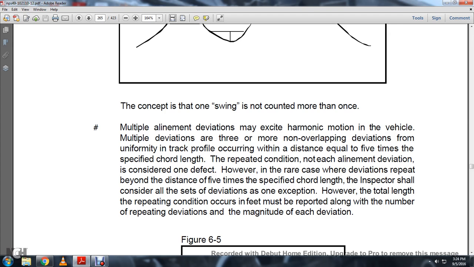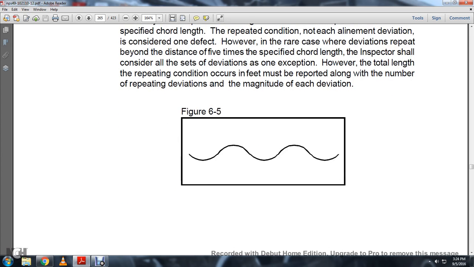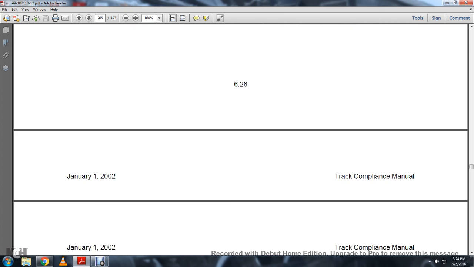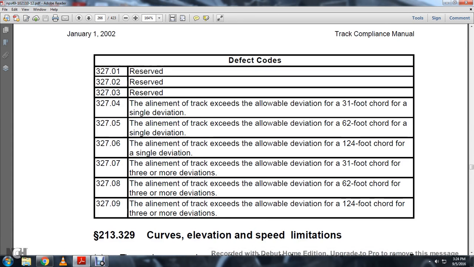Not each alignment deviation is considered defective. However, in the rare case the deviation repeats beyond the distance of 5 times the specified chord length, the inspector shall consider the whole set of deviations as one exception. However, the total length of the repeating condition in feet must be reported along with the number of repeating deviations and the magnitude of each deviation. Figure 6.5. Defect codes 327.01 through 327.03 are reserved.